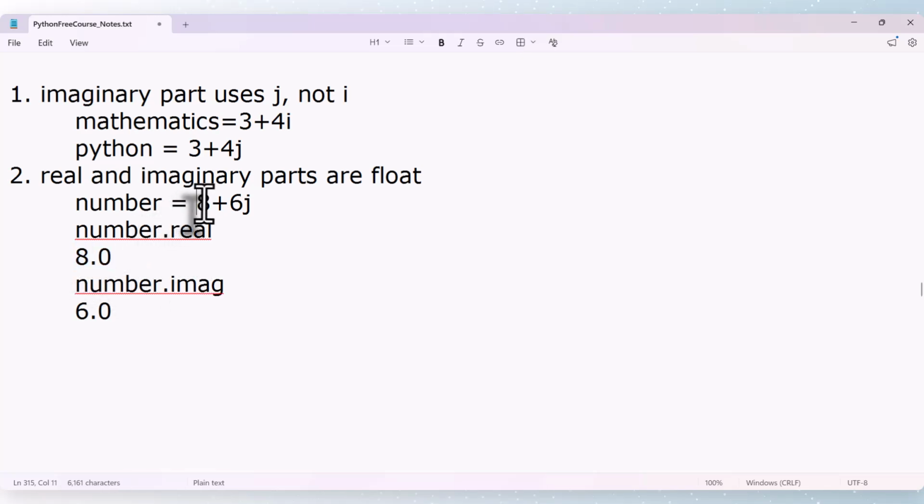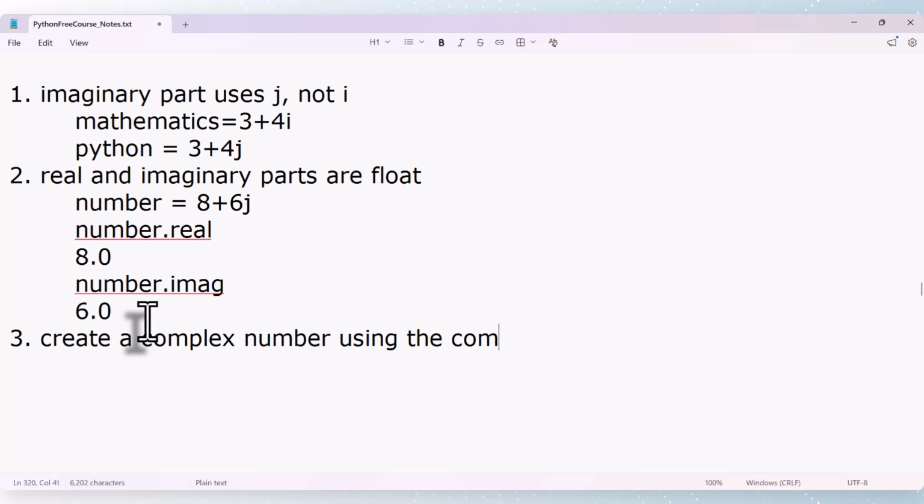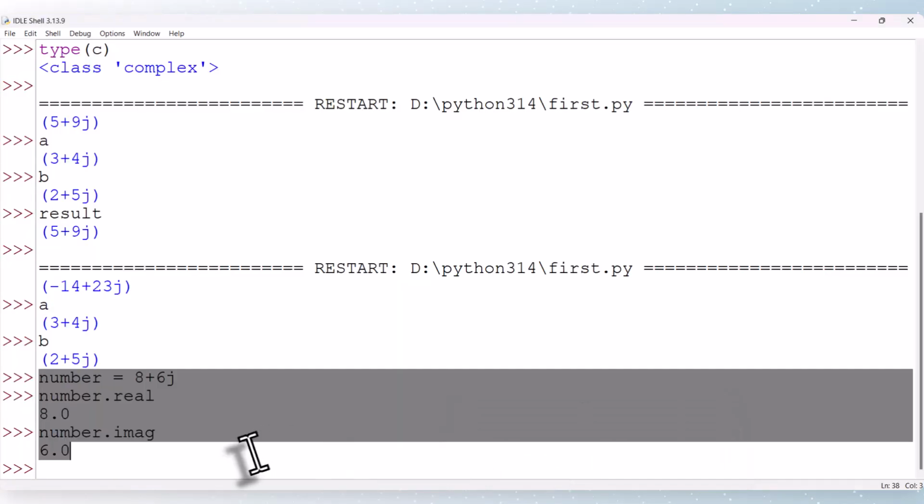So internally, it is going to store these real and imaginary parts as floating point numbers. Okay. And one more very important point: you can create a complex number using the complex function also.